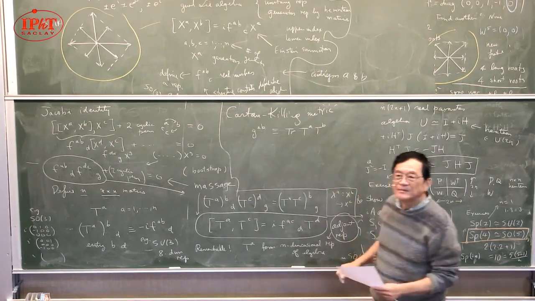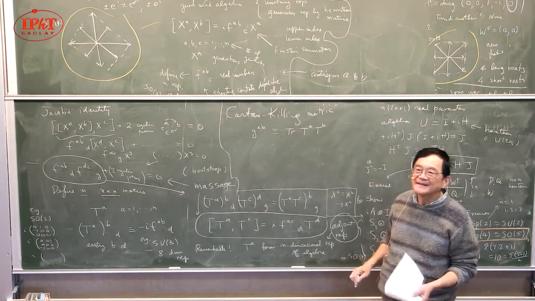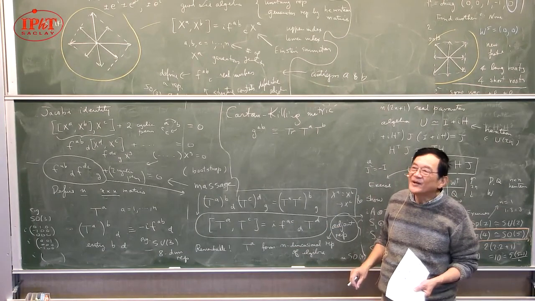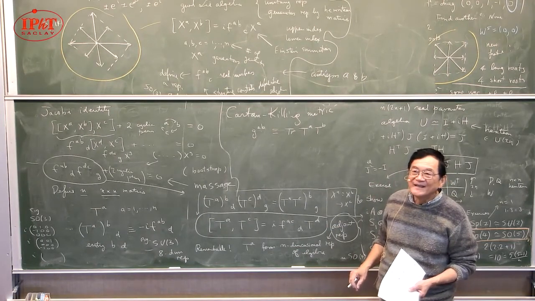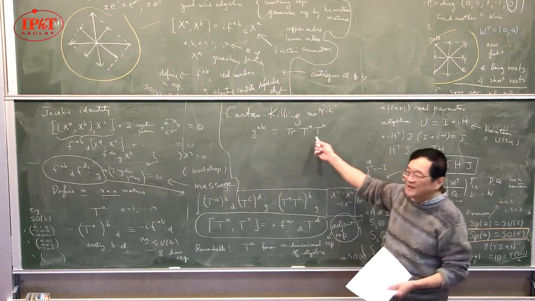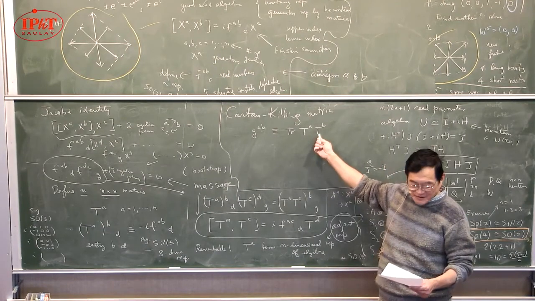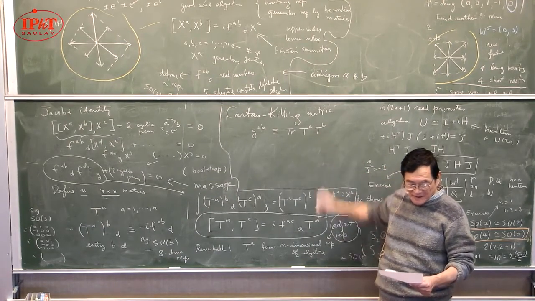We have to stop, but the room is reserved for a seminar. Oh, okay, at 1. So we'll stop here. I'm sorry. Yeah. So this is the Cartan-Killing metric.